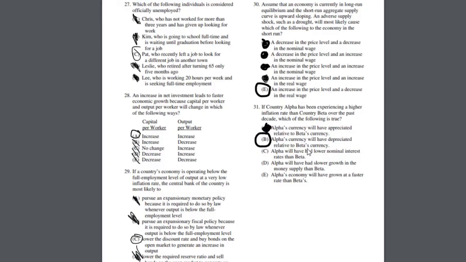Alpha will have lower nominal interest rates. No, that's not necessarily true. Alpha will have slower growth of the money supply. No, that's not necessarily true. Alpha's economy will have grown at a faster rate than beta's. No, that's not necessarily true. So B is the correct answer.